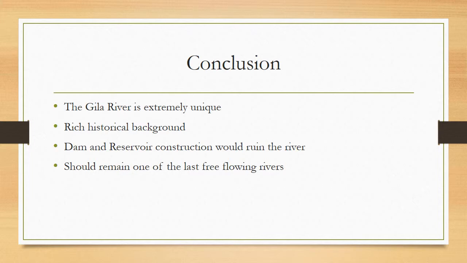In conclusion, due to the uniqueness, historical prevalence, and environmental diversity, the Gila River should remain one of the last free-flowing rivers in the United States. Dam and reservoir construction is a destructive process that will put an end to the extremely important Gila River. In addition to preventing dam practices, as well as skim methods, we all who draw from the Gila River must be more conservative with our water usage, or else the river will continue to degrade at an alarming rate.